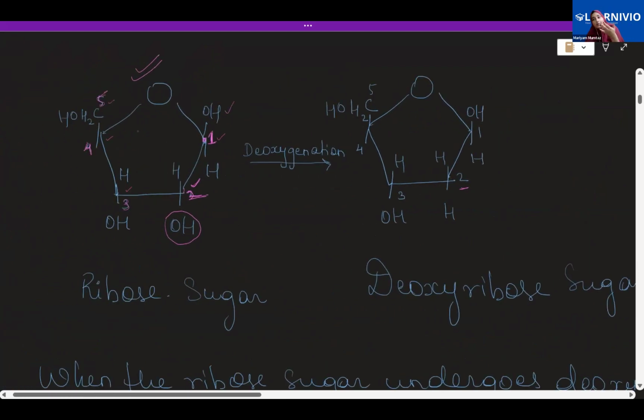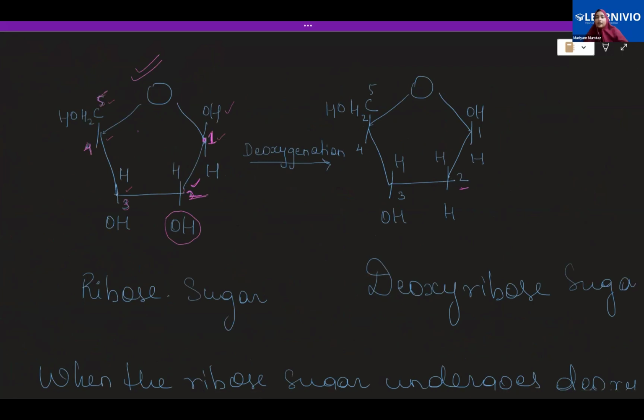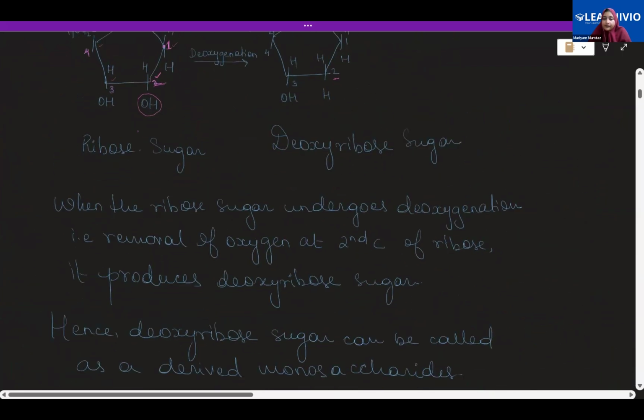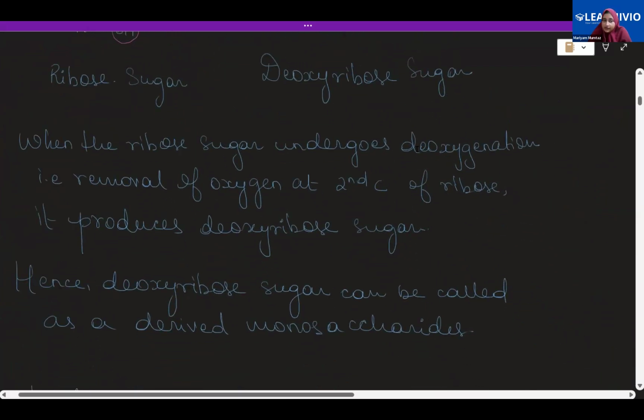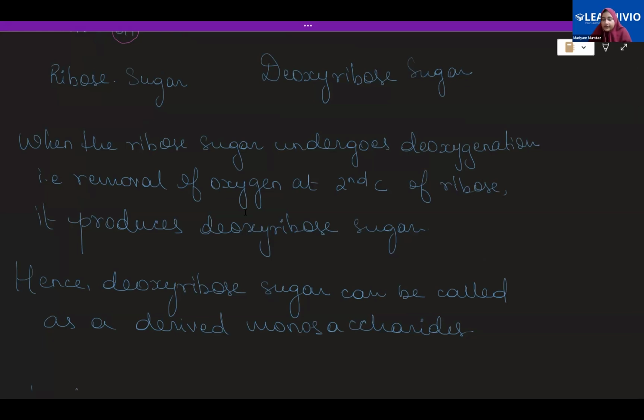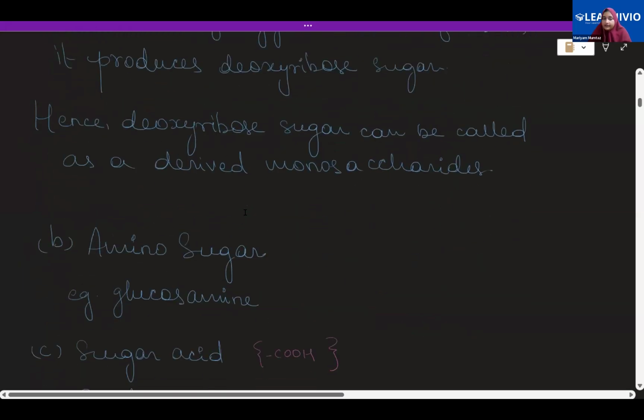The parent structure from which it comes is the ribose sugar, right? So we call it a derived monosaccharide. Is it clear to everyone? Yes, ma'am. So when the ribose sugar undergoes deoxygenation, that is removal of oxygen at the second carbon of ribose, we have deoxyribose. So we say that deoxyribose is a derived monosaccharide.